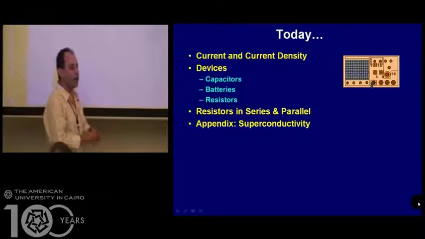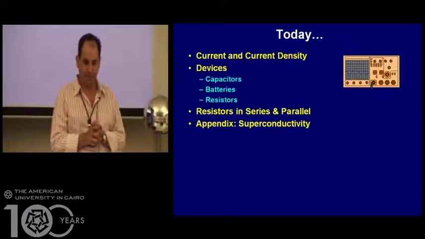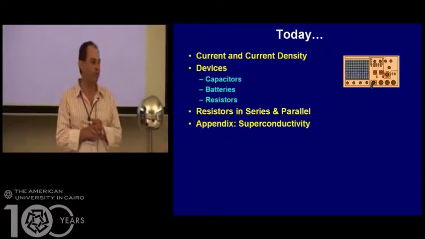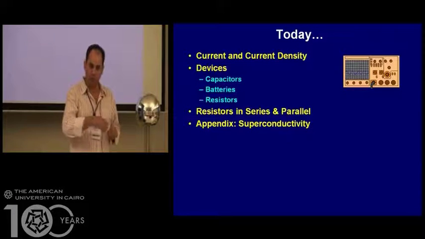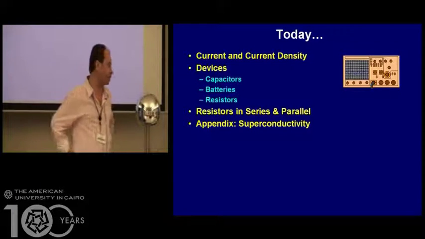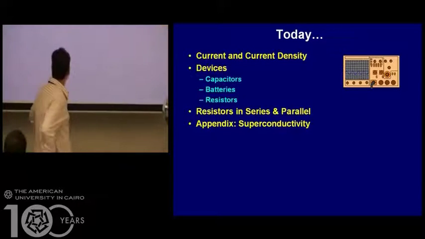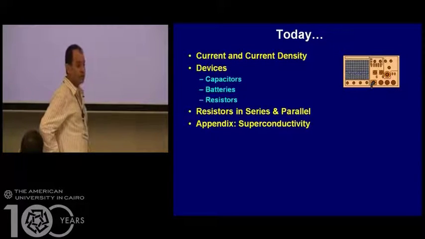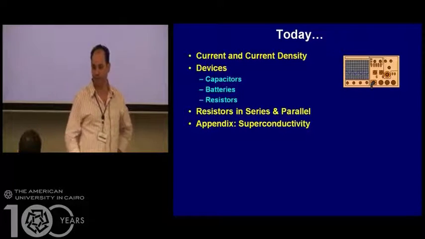All the charges are not moving, and we call that electrostatic. Once the charge moves, then we have what we call an electric current. Movement of a charge will cause an electric current. So when we talk about current, we'll define what current is, and what current density is, which is current per unit area.